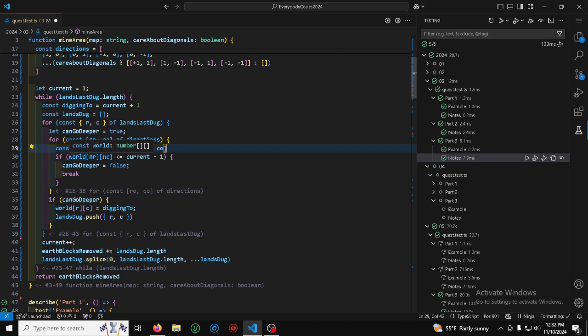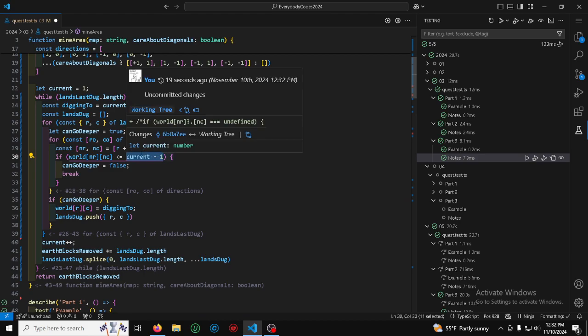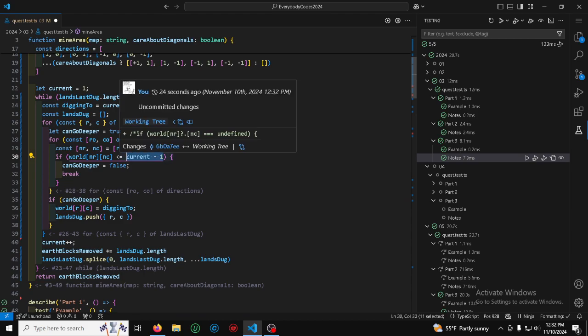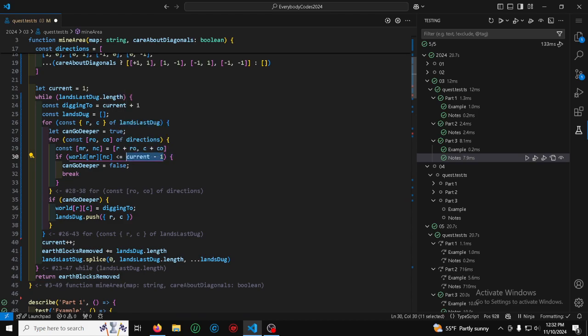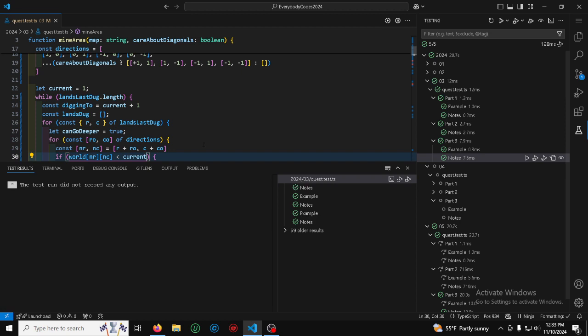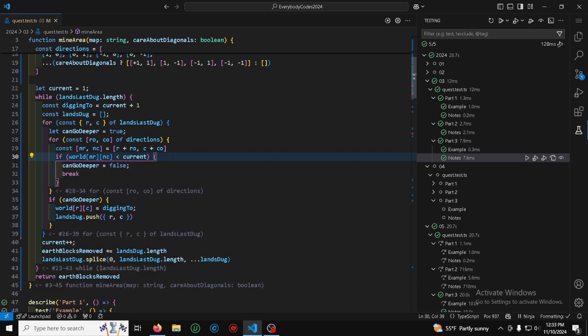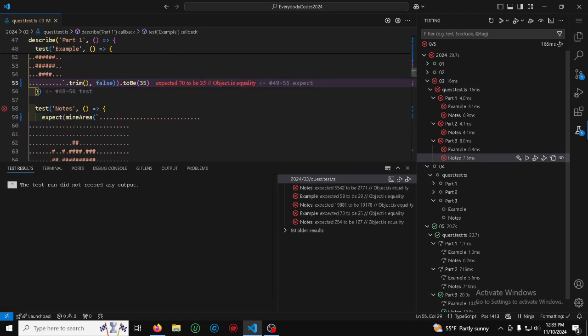Okay, so if our neighbor is less than or equal to our current, then we can't go deeper. So I'm doing less than or equal to, and I'm doing a negative 1. Could I just do less than and not do the negative 1? Or would I have to do a negative 2 if I did that? Nobody knows. I could think about it, or I could just run it. Let's make sure this breaks. Yes, it breaks.